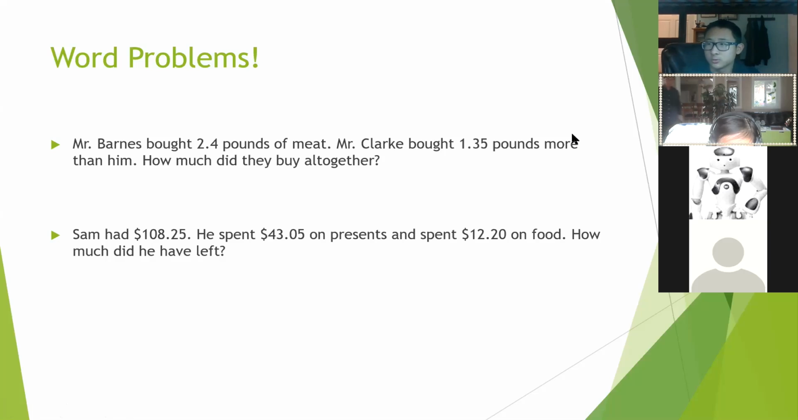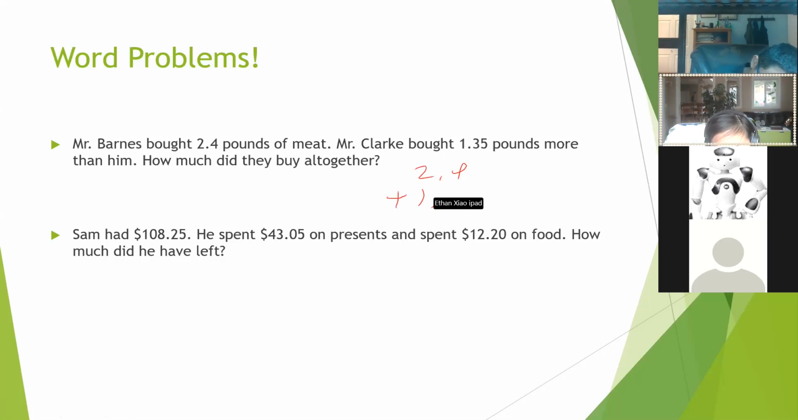Okay, now I'm gonna go over the word problems because we're running out of time. So Mr. Barnes bought 2.4 pounds of meat. Mr. Clark bought 1.35 pounds more than him. How much did they buy altogether? So what I'm going to do first is find out the number of pounds of meat that Mr. Clark bought. So we just do 2.4 plus 1.35. Make sure to align the decimal point. What we get is 5, 4 plus 3 is 7, and 2 plus 1 is 3. So the answer is 3.75 for Mr. Clark.